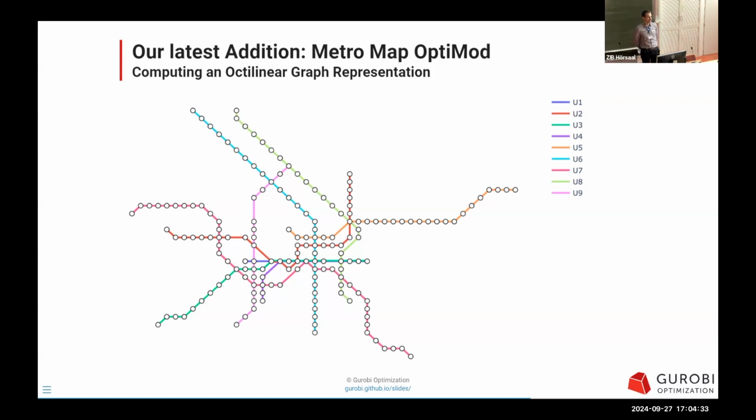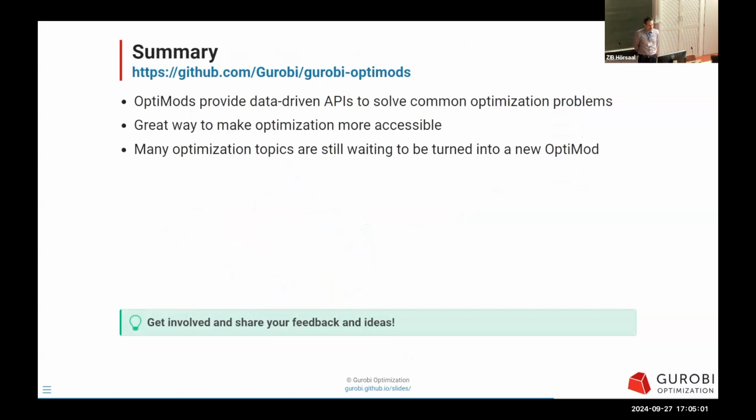There are different ways of how you can represent the physical node coordinates in this kind of representation. Yeah, and there are different objective functions, and this is all included in this OptiMod. So you can also play around with this and basically put in your geographical data of the nodes and connections and lines, and then get a nice octilinear graph representation. So that's pretty cool.